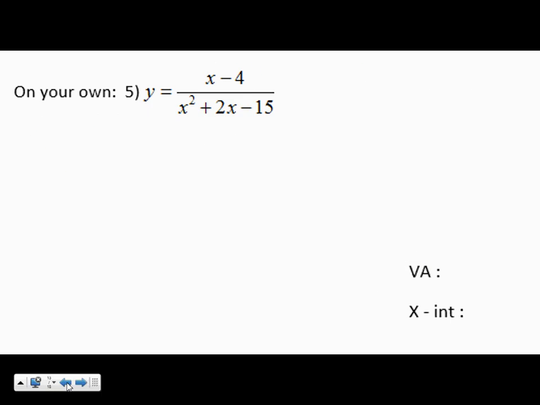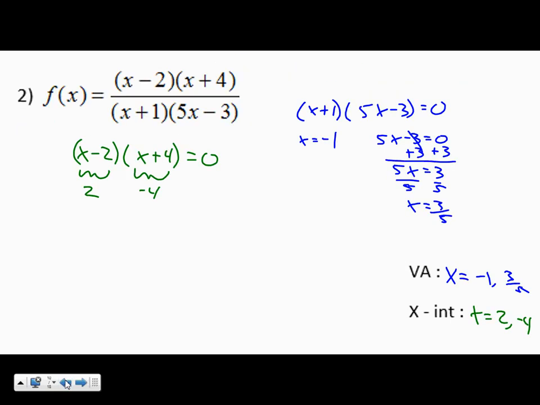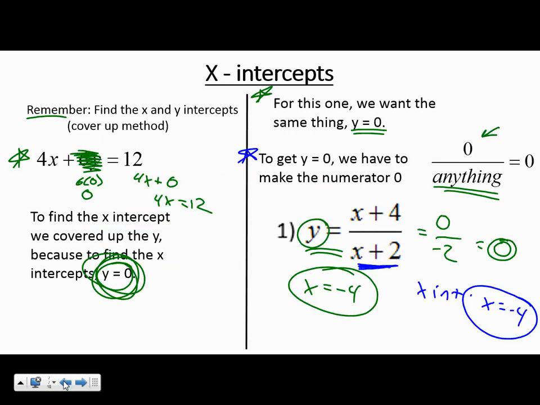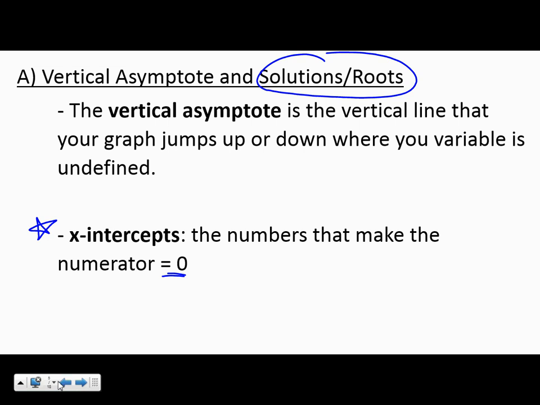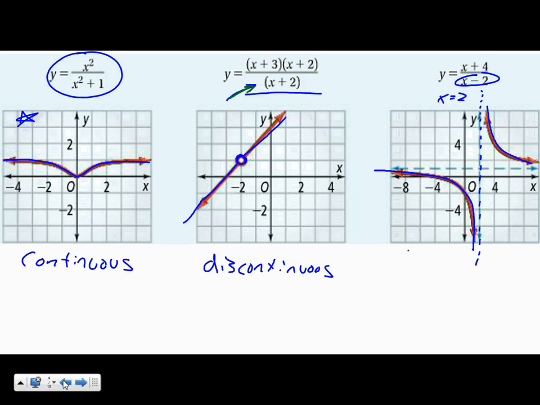So let's rewind a little bit. Let's go all the way back to those pictures we had. All the way back here, sorry. This one. We had a hole in this graph.